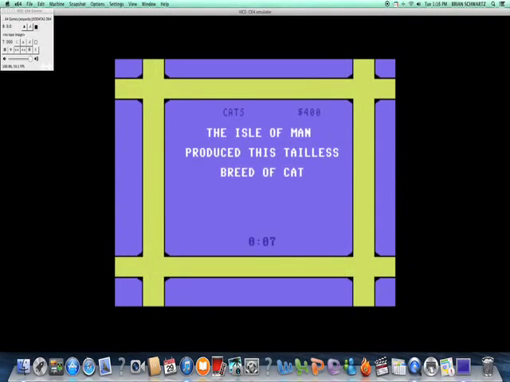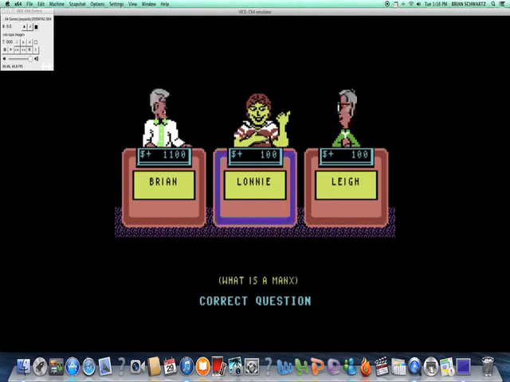Cats for 400. The Isle of Man produced this tailless breed of cat. Lonnie, what is Manx? You are correct. You're up to 500 now.